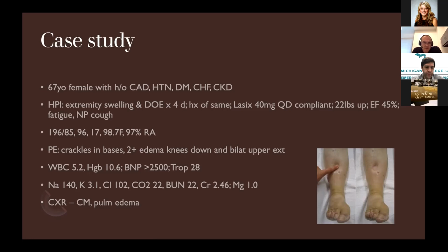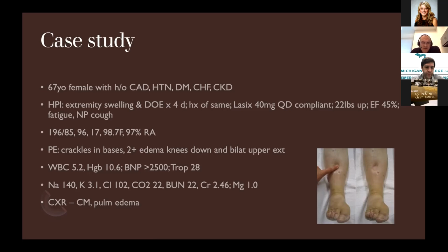Her labs, the important ones are there. Pretty stable as far as her white count and her hemoglobin. Her BNP was above our upper limit, and her troponin was mildly elevated. Sodium looked good, potassium's low. Her BUN and creatinine are a little bit higher than what we normally have in the CDU, but stable for her, and her magnesium was a bit low. Chest X-ray showed cardiomegaly with edema, so not an unusual patient.